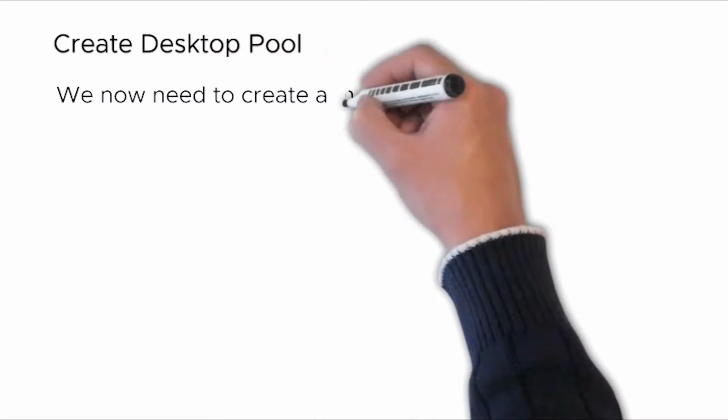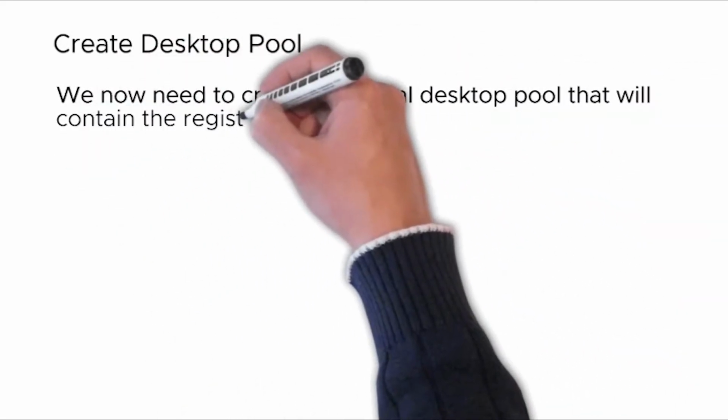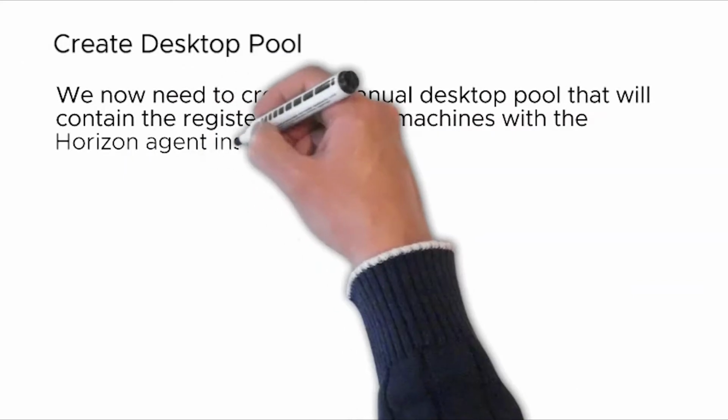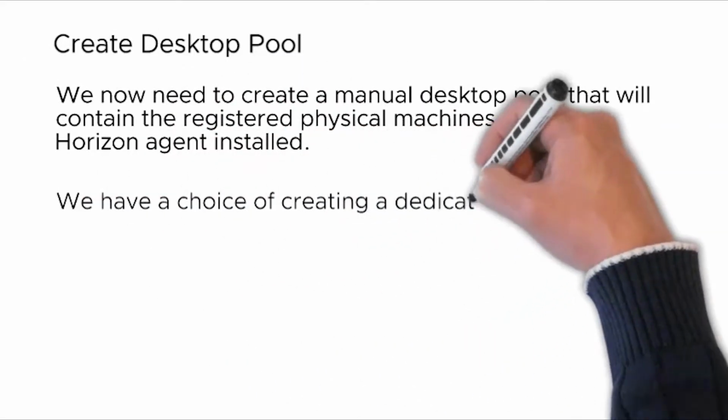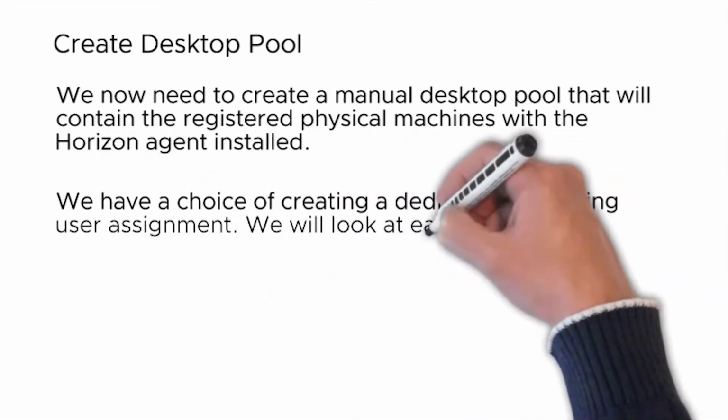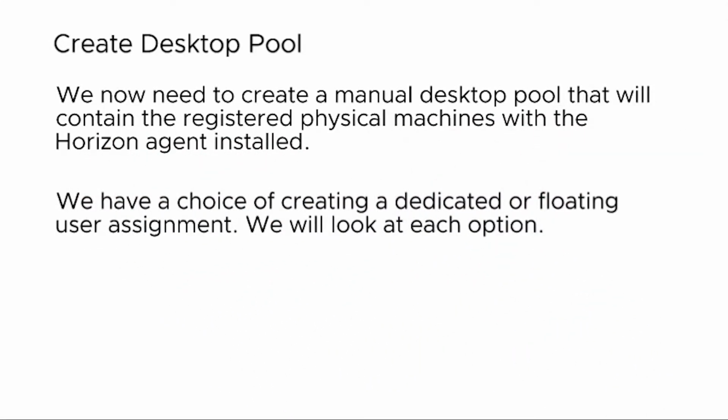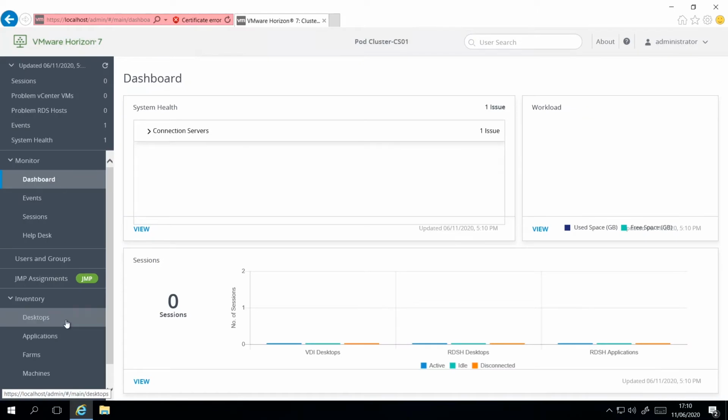We now need to create a manual desktop pool that will contain the registered physical machines with the Horizon agent installed. When granting access through entitlements, we have a choice of creating a dedicated or floating user assignment. We will look at each option. Let's first create a floating manual pool.